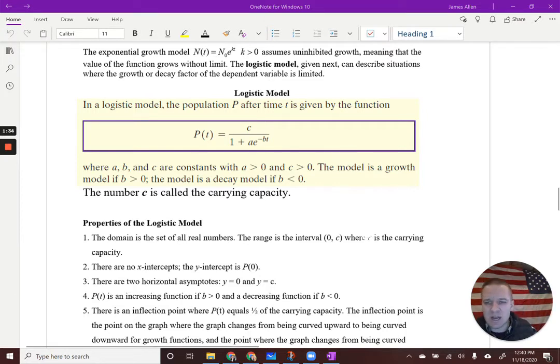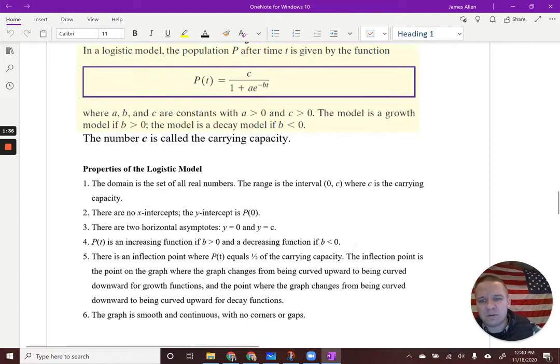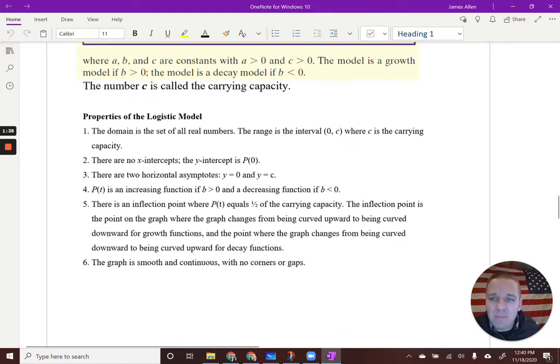So let's look at these properties of our wonderful logistic model. The domain is the set of all real numbers, and the range is the interval from 0 to C, where C is our carrying capacity, right? That's like our upper limit in this case. So there are no x-intercepts. The y-intercept is P of 0. That's pretty standard across the board, right? If I plug in 0 for my x value, that's my y-intercept. Cool. Two horizontal asymptotes, one at 0, one at C.